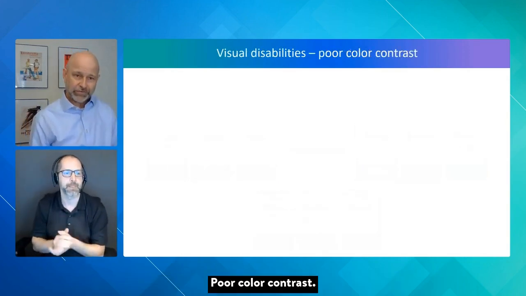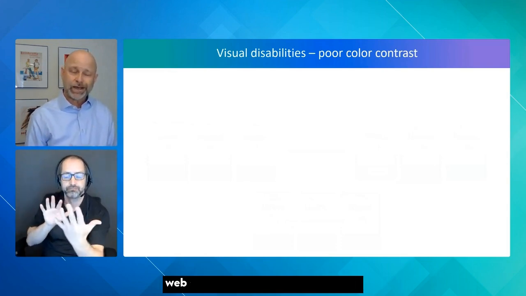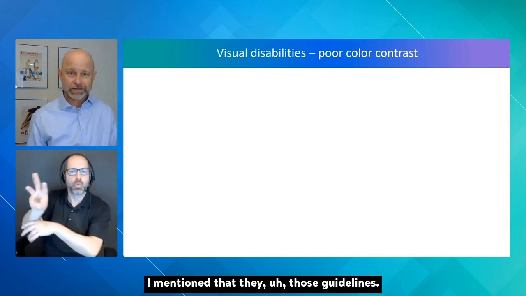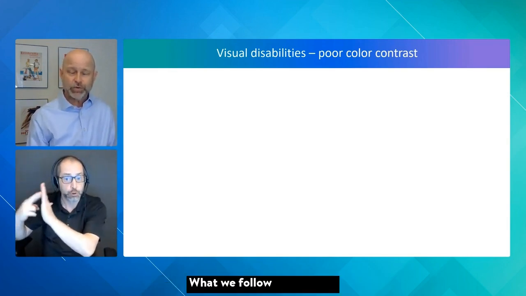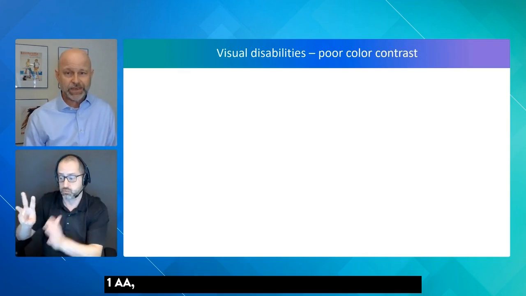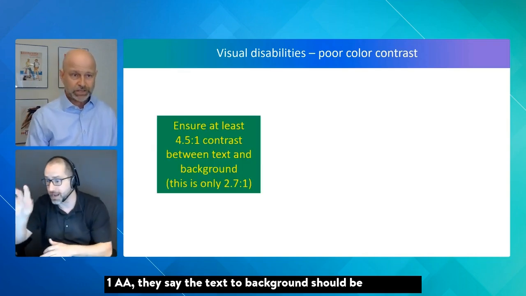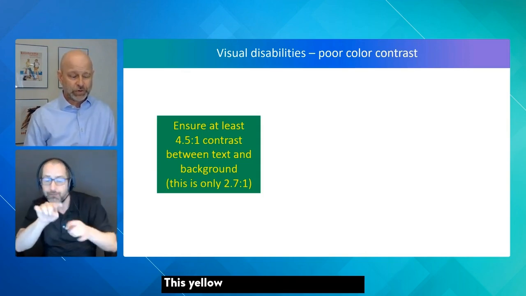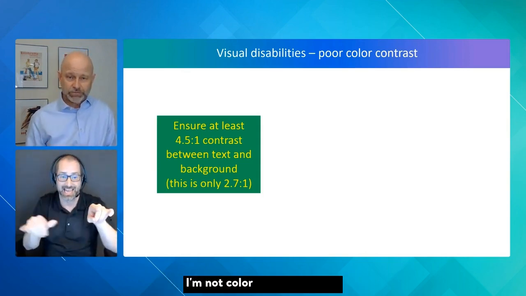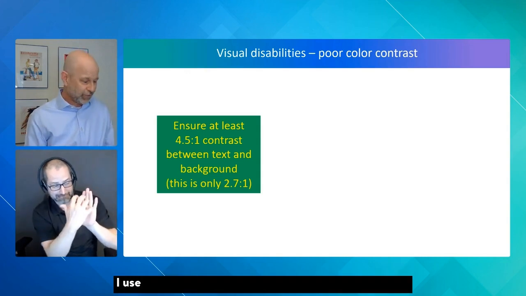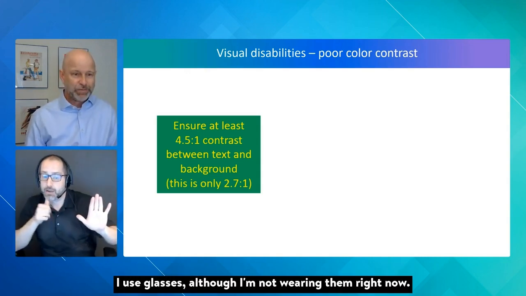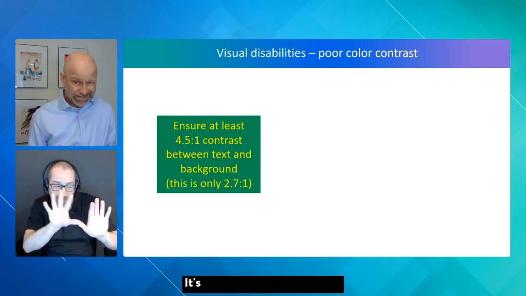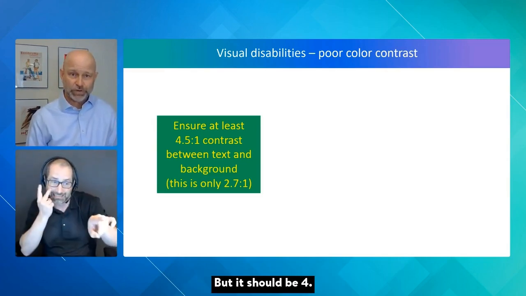Poor color contrast. I mentioned earlier those WCAG, or Web Content Accessibility Guidelines, are what we follow. In WCAG 2.1 AA, they say the text to background contrast should be at least 4.5 to 1 for normal size text. This yellow and green here, I'm lucky, I'm not color vision deficient and I don't have poor vision. I use glasses, although I'm not wearing them right now. But this is only 2.7. I'm lucky, I can see it. It's not great, but it should be 4.5.